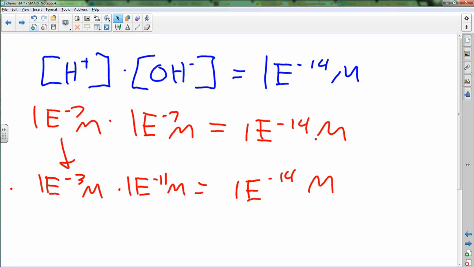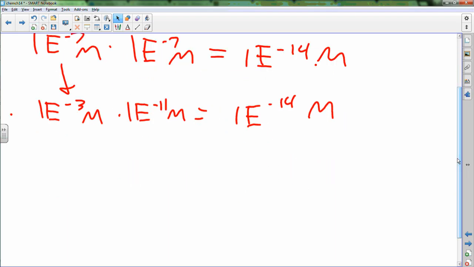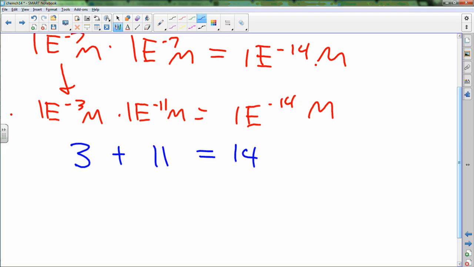Because if you think about it, if we take the negative log of each of these numbers, we're going to get 3 and we're going to get 11. Because we're doing the log, we would have to add those. Yeah, I was just wondering if that was simply coincidence. Yeah, that's the way it works.